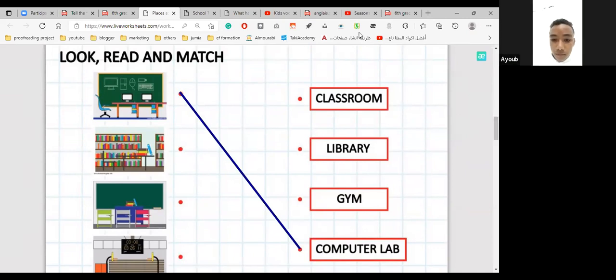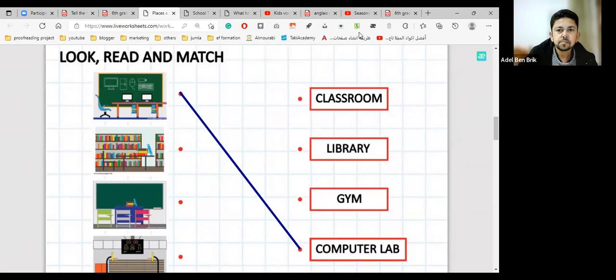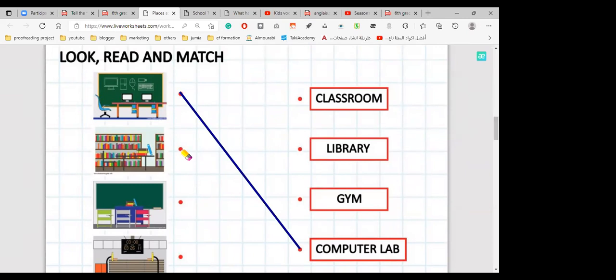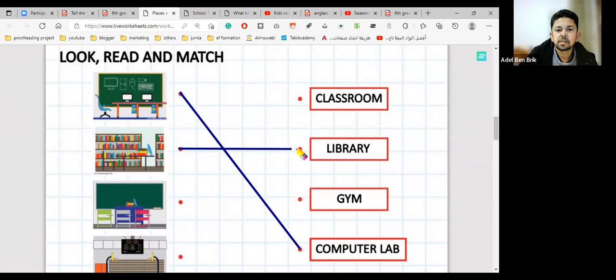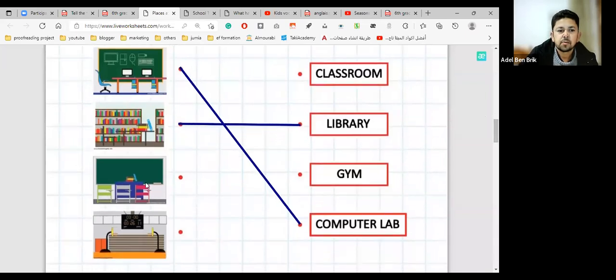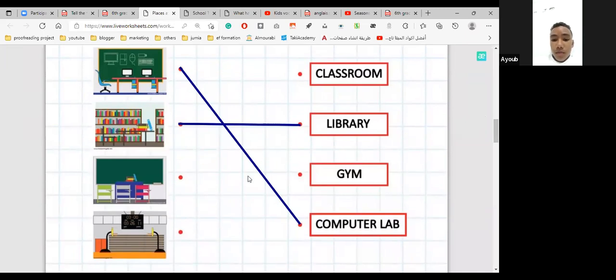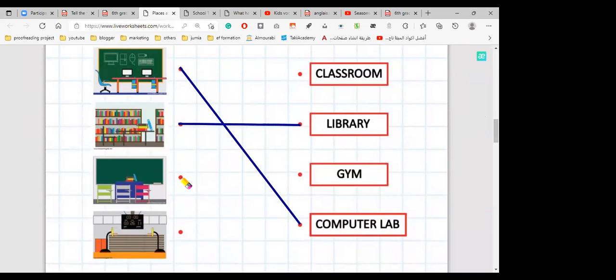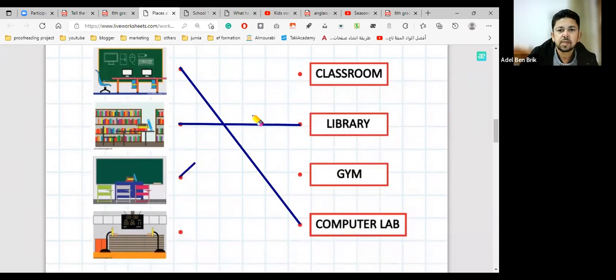Okay. What about number two? What is this? Is it a classroom, a library, or a gym? Library. A library. Very good, Mason. It's a library. Okay, next one. We have a picture here. Is it a picture of a classroom or a gym? Classroom. Very good. It's a classroom.